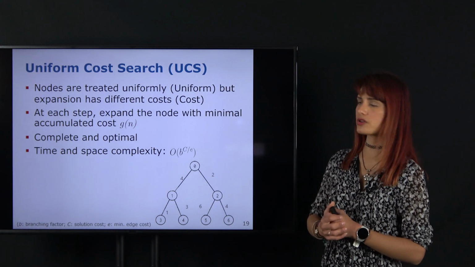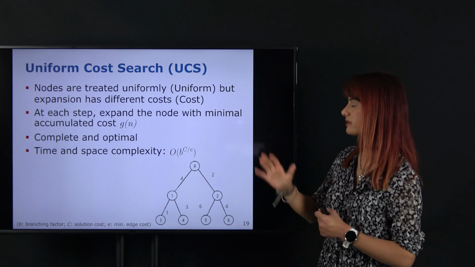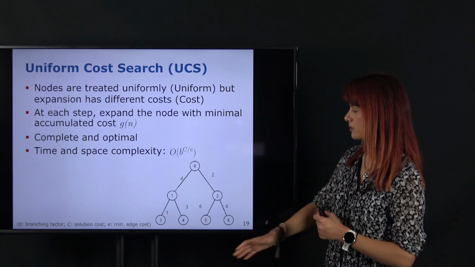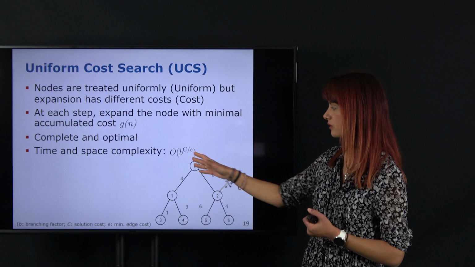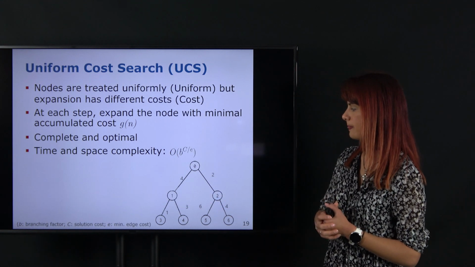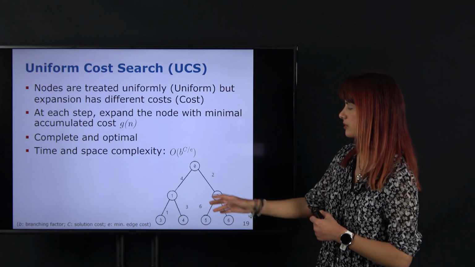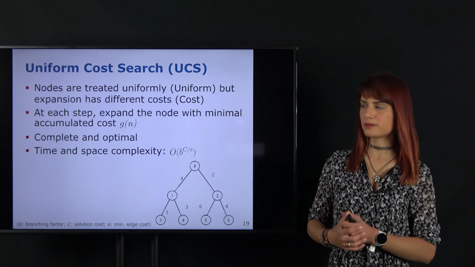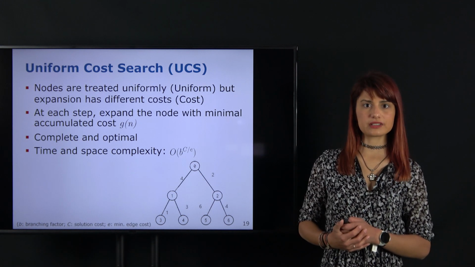So in uniform cost search, what we do is we always go for the node with the smallest accumulated cost. So we look at which nodes can we expand, for example, on the first step 1 or 2, and we always go for the shortest possible one. So that's 2 here, because it has a lower edge cost than 1, which has 4. And this algorithm is also complete and optimal.